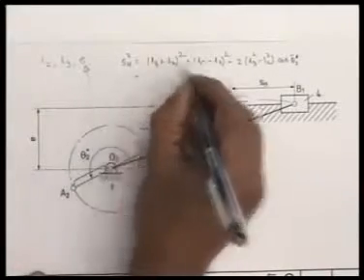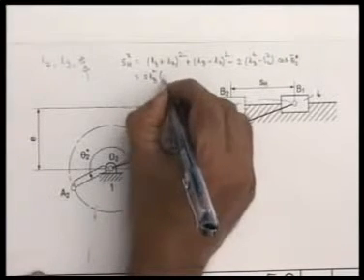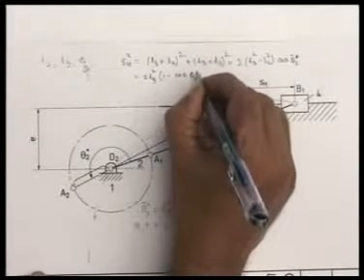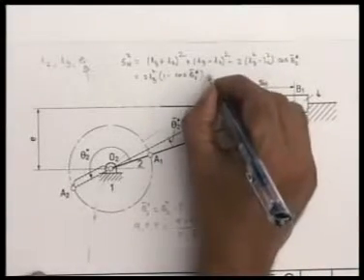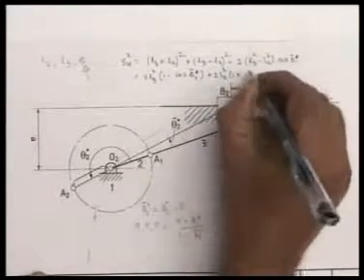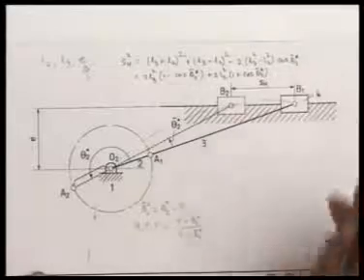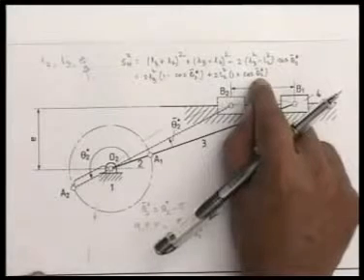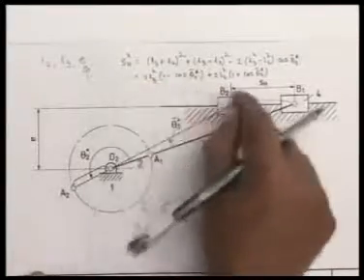If we simplify, we get 2L3 squared into 1 minus cosine theta 2 star bar plus 2L2 squared into 1 plus cosine theta 2 star bar. In this equation, SH is given to us, theta 2 star is given to us from the quick return ratio, and one of these, either L2 or L3, is given, so I can solve for the other.